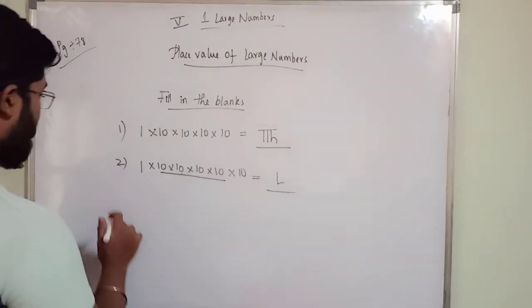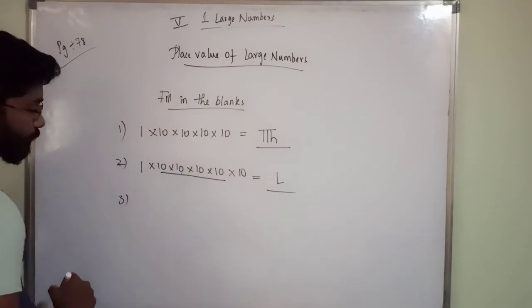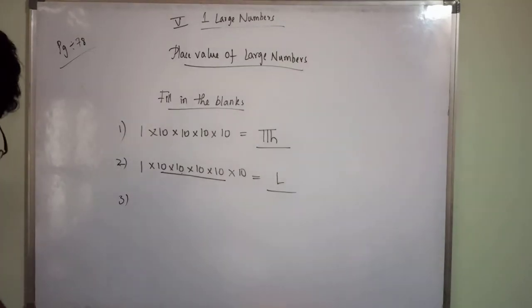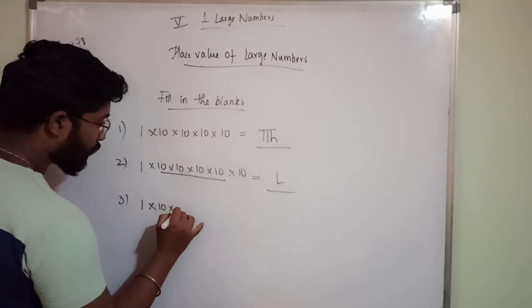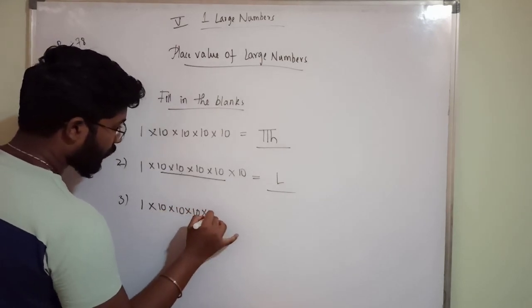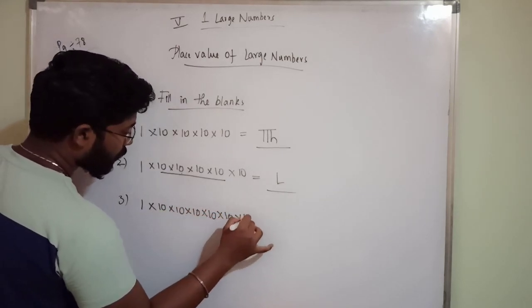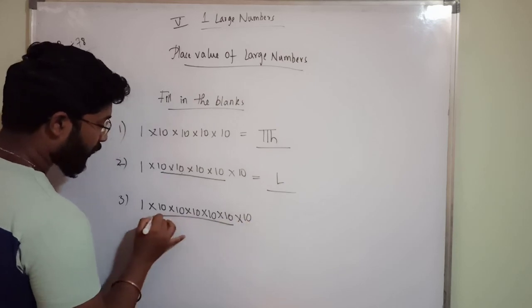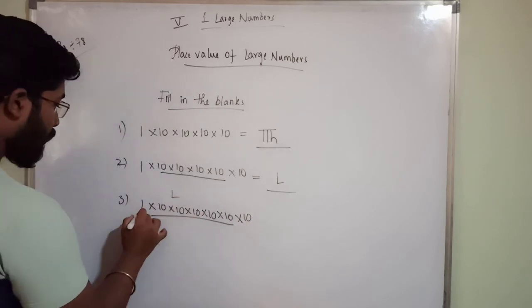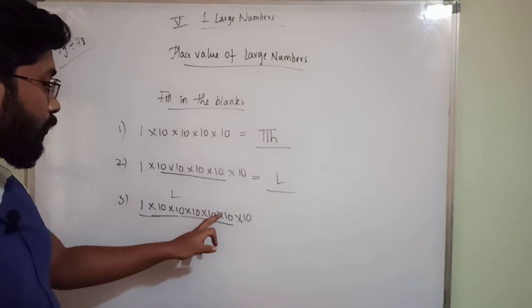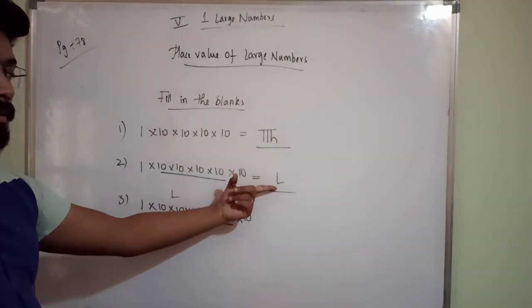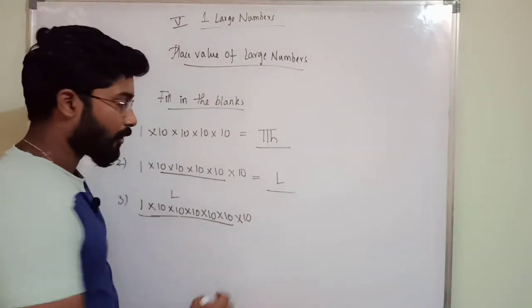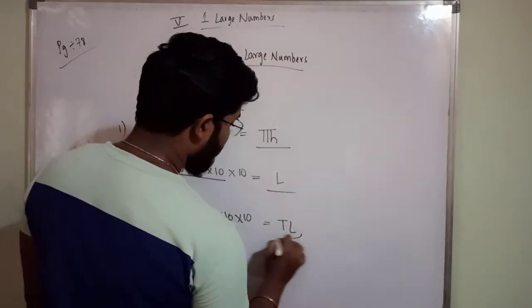Okay. So next one. Third one is one more 10 is added. One more 10 is multiplied. 10 into 10 into 10 into 10 into 10 into 10. Okay. Up to here it is lakh. 1 2 3 4 5. 5 tens are there. 1 lakh. Up to here is 1 lakh. We got lakh, no? So lakh into 10, what you will get? 10 lakhs. 10 lakhs place value.